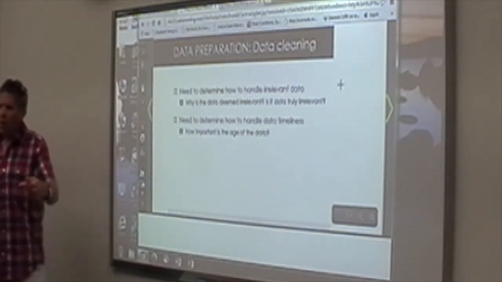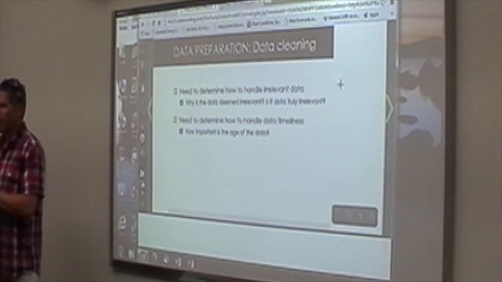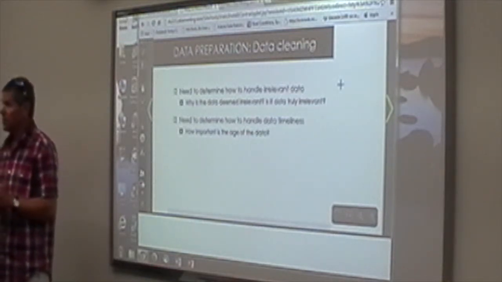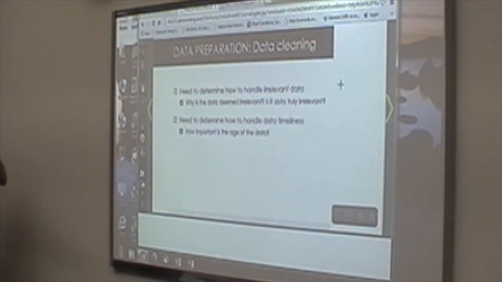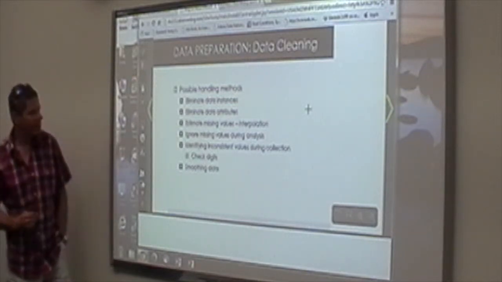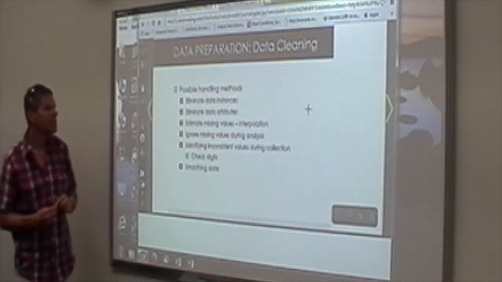Now, do you want to treat older data as important as your most recently collected data? Or were your measurement techniques as accurate on your old data? These are tough questions to ask because depending upon how you handle each of these problems can impact the results that you end up with. So we're going to continue here with talking about some possible handling methods for particular issues.